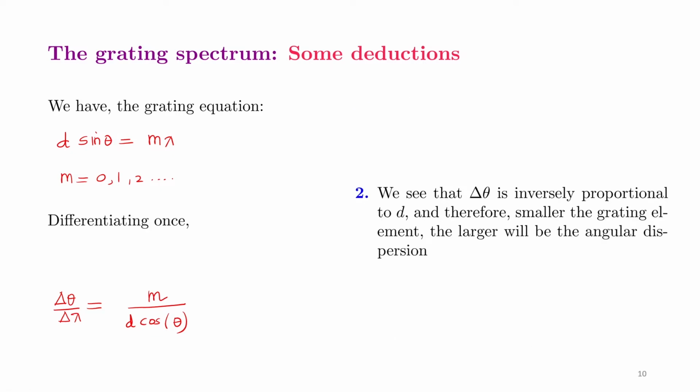The second deduction: we see that delta theta is inversely proportional to d. Therefore, the smaller the grating element, the larger will be the angular dispersion.